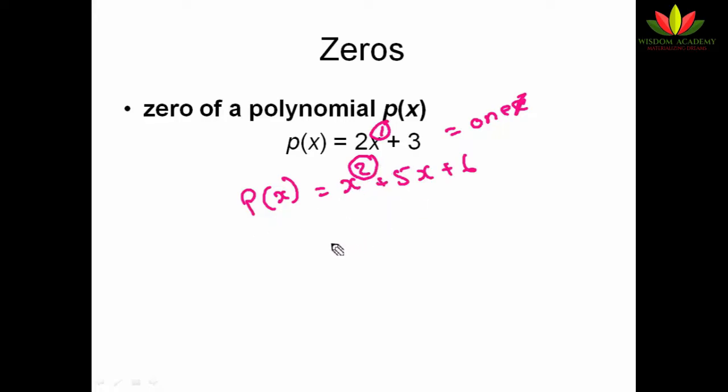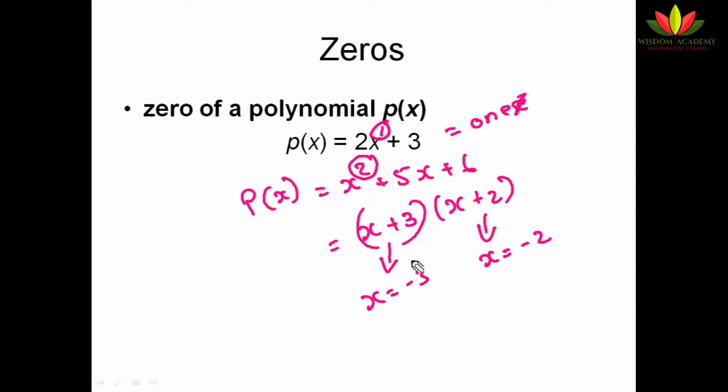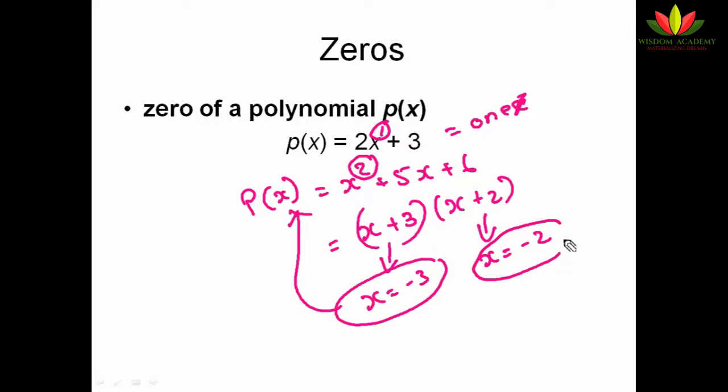So if I factorize this, I will get the two linear factors, that is x plus 3 and x plus 2. If I take the zero of this linear polynomial, it is going to be minus 3, and if I take the zero of the other linear polynomial, I will get minus 2. That is, when I substitute x equal to minus 3 in this equation, or x equal to minus 2 in this equation, for both I will get 0 as the answer.